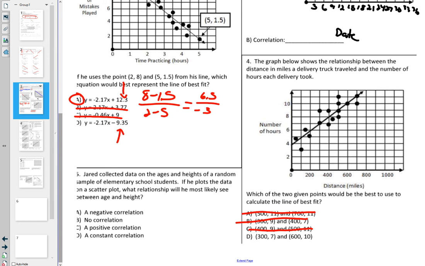I'm hoping the last one's good. Let's see. 300, comma 7. 307, yeah, that one's on the line. And 600, comma 10. Oh, yeah. Okay, so it has to be D. That's the only one that's close.